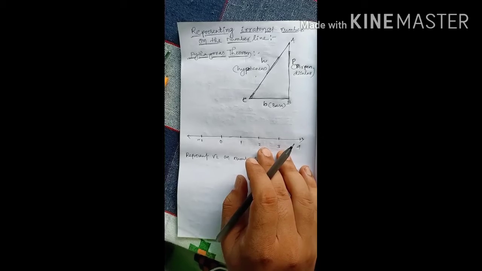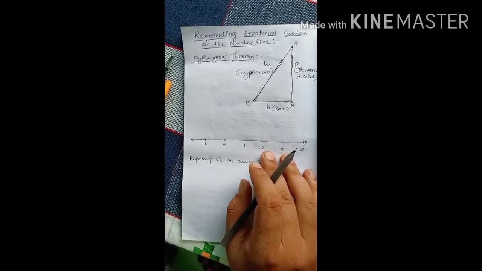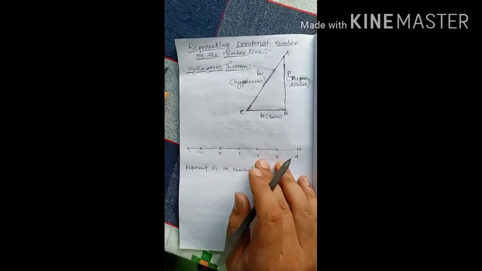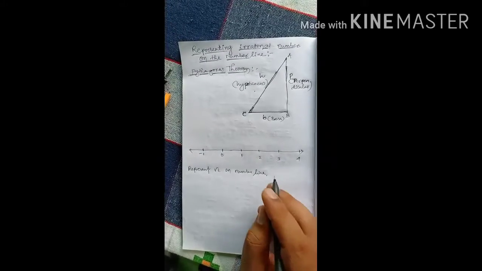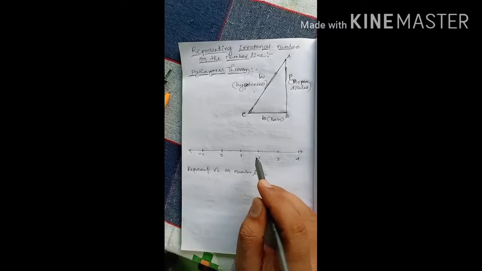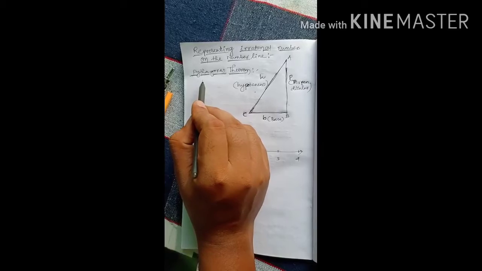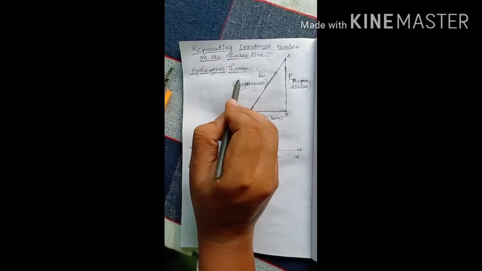In our last class, we have already discussed operations on real numbers. Today we'll discuss the representation of irrational numbers on the number line. Before representing irrational numbers on the number line, we have to know something which helps us in the representation. In your class 8 you already learned about the Pythagoras theorem.